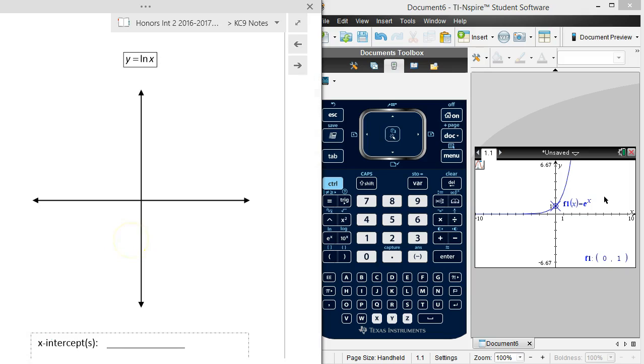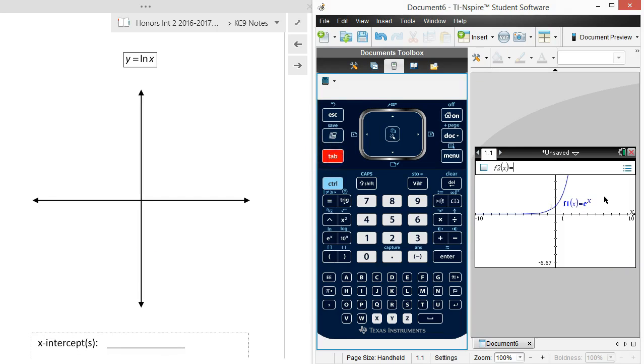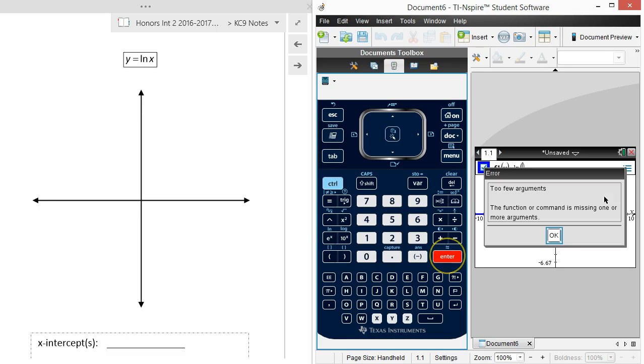We have the natural log of x. Well, I'm just going to delete this function and enter control, natural log of x.